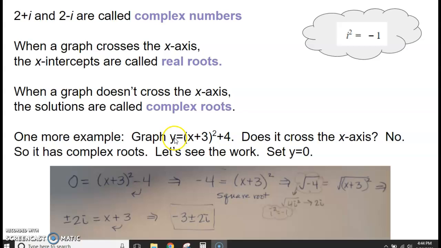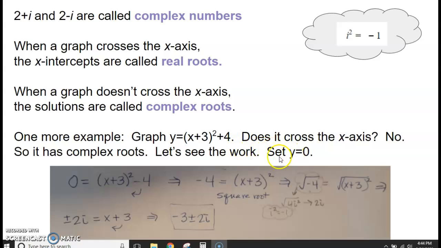Go ahead and graph y equals (x plus 3) squared plus 4. And again, if you did that, you would see that it does not cross the x-axis. So it has complex roots. We can solve this one this time without the quadratic formula. I mean, you could actually use it if you wanted to. You could FOIL all this out and use the quadratic formula, but that is a lot of work. So let's go ahead and try this one without the quadratic formula.